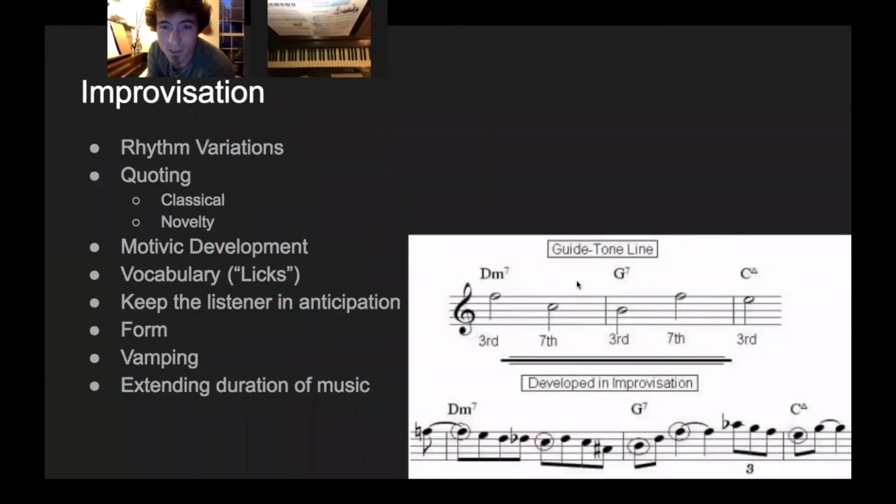Don Lambert never learned to read. He couldn't read a single note, even though his mother was a piano teacher. Oop. All right.